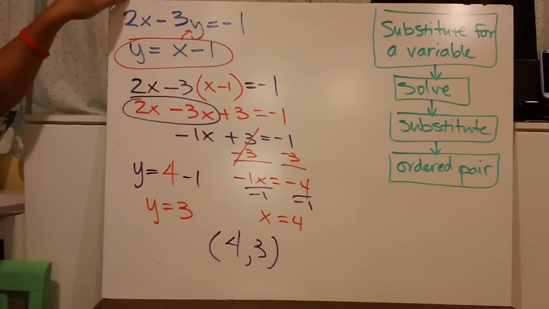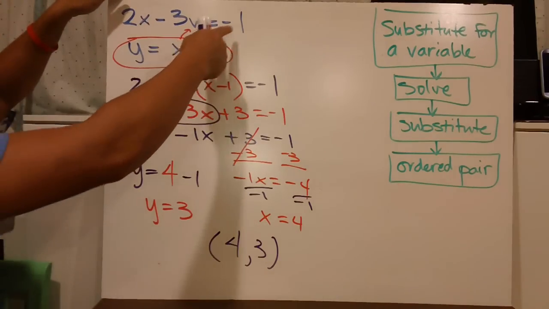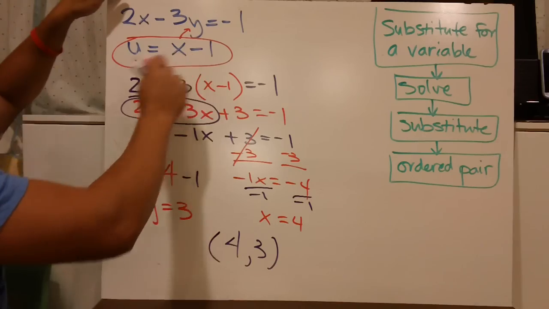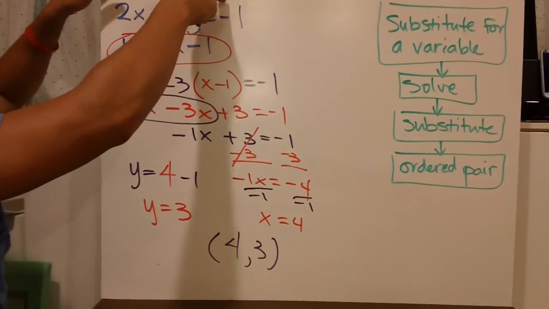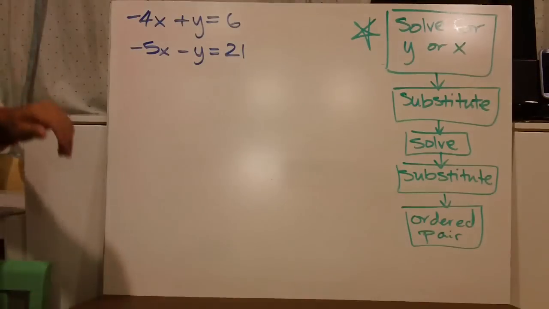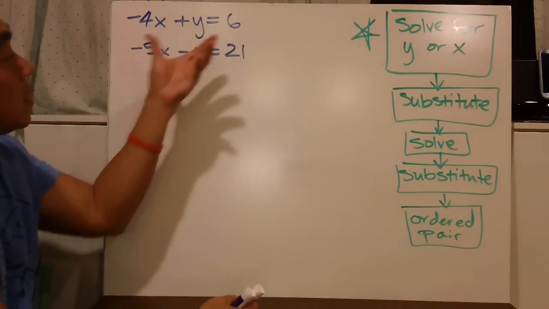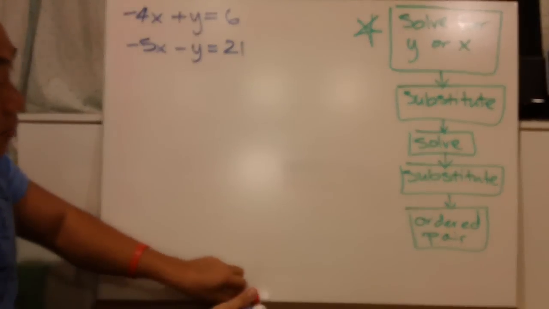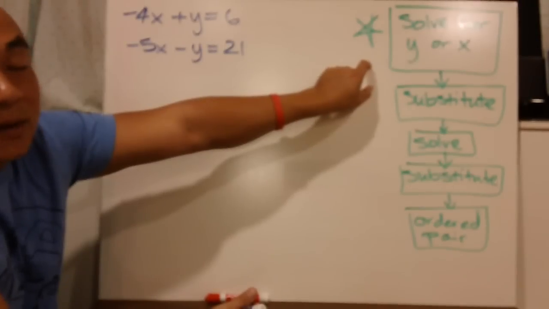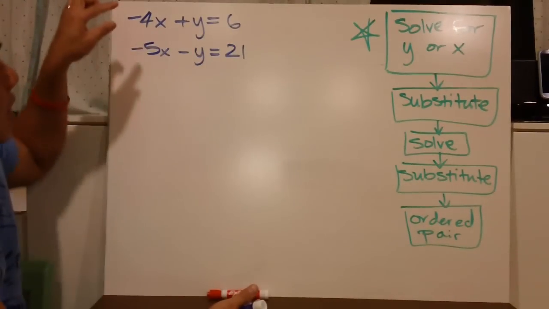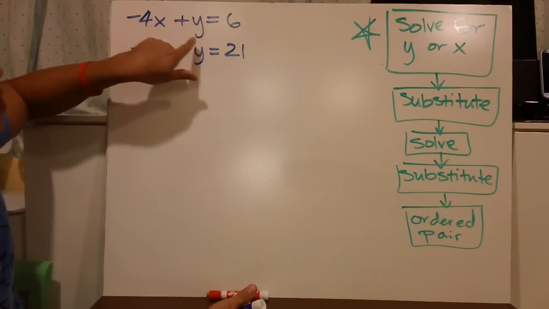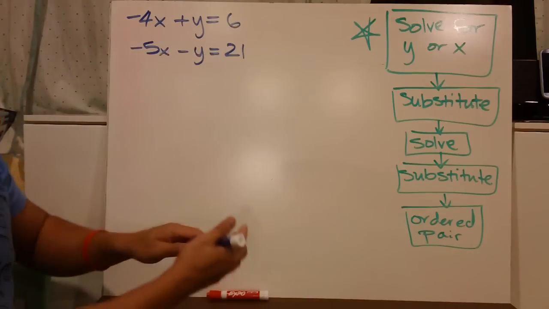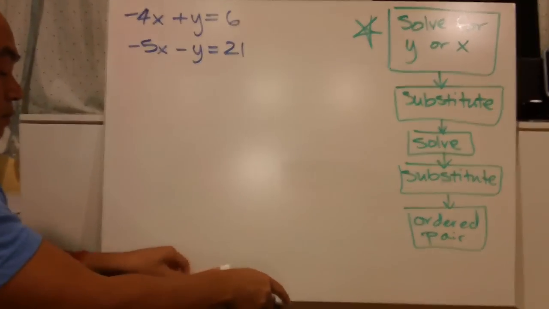Alright, let's go ahead and work on a different one. And again, this one is a nice easy one because it is already done for you. The y is isolated. So let's go with one where nothing is truly isolated, where we have to do some manipulation. Our first step here is to isolate for either a y or an x. In this case, this y is already here, so we just have to move this over. So I'm just going to rewrite this top one.